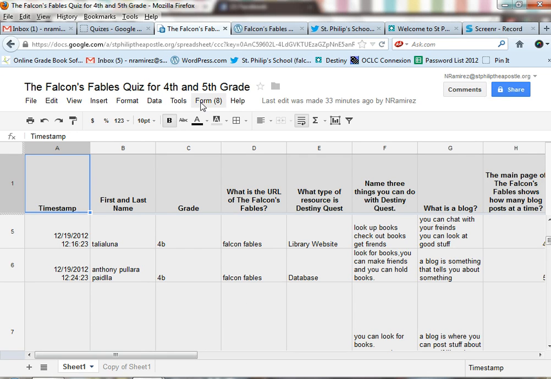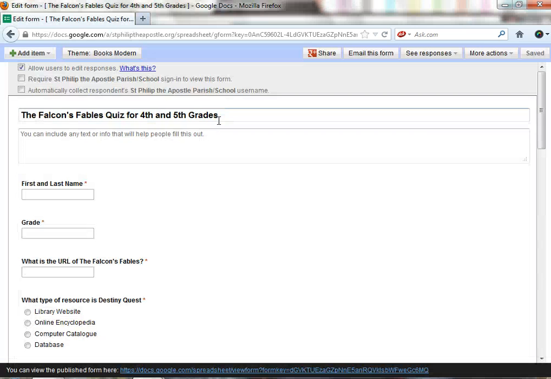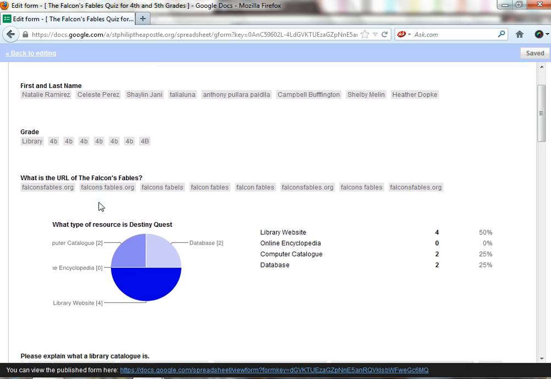Something neat about forms is you can go back into the form and you can see the responses. And if you click on Summary, I was already on Spreadsheet, but if you click on Summary, it does a really cool thing, especially if you're doing multiple choice questions. So it basically just gives you a summary of every question and the answers. So here are all the users, their grades.